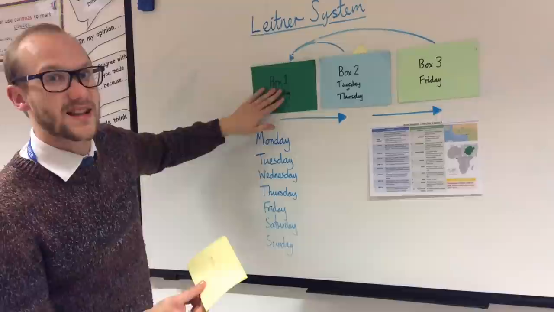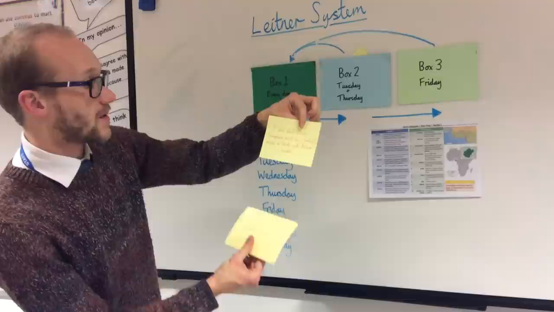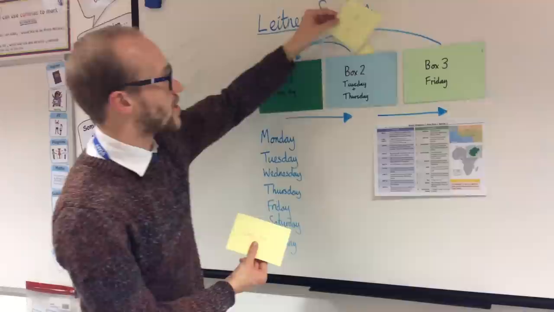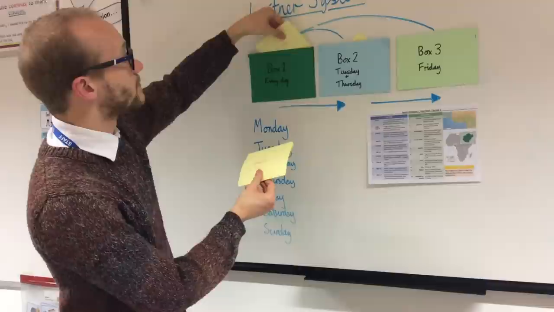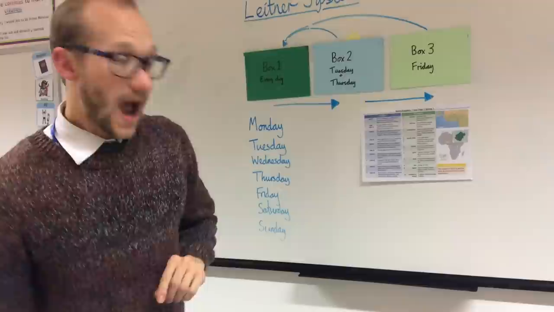Cowrie shells. I know what cowrie shells are. They're those little shells that European traders used as currency. I'll just check I'm right. A seashell which Europeans use as a kind of money to trade with African leaders. That can go in the Tuesday and Thursday. I got that one right. And I'll keep doing that until all of my cards are in the different boxes. And that's Monday.